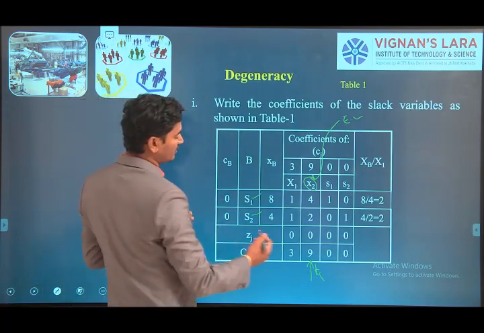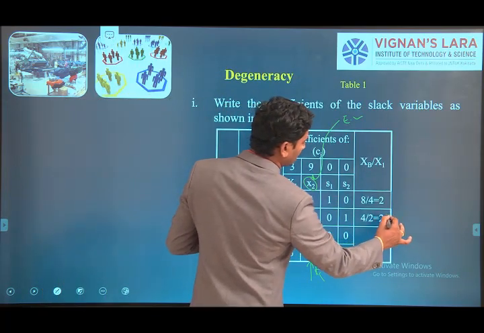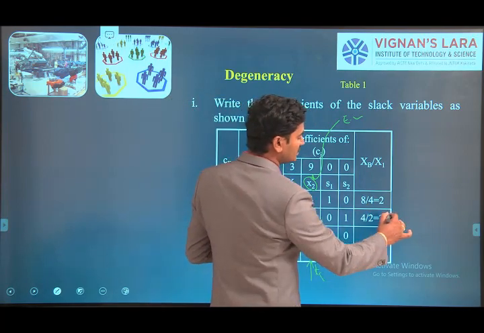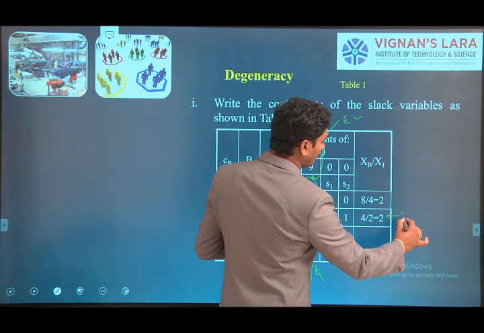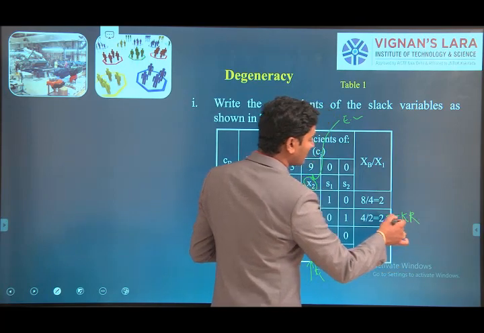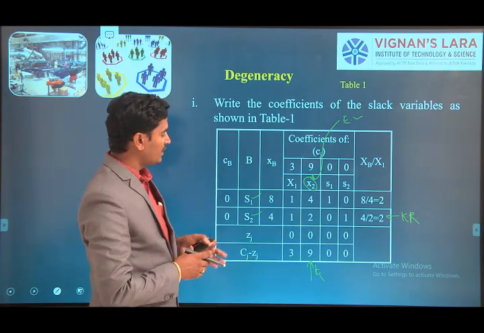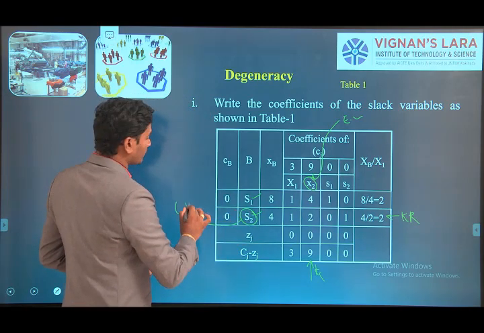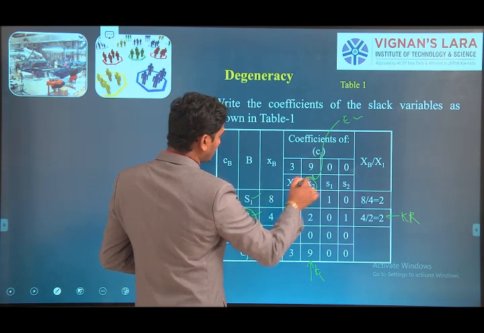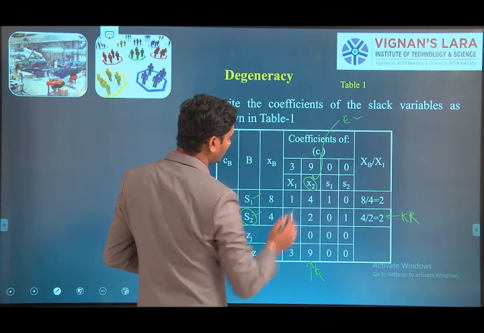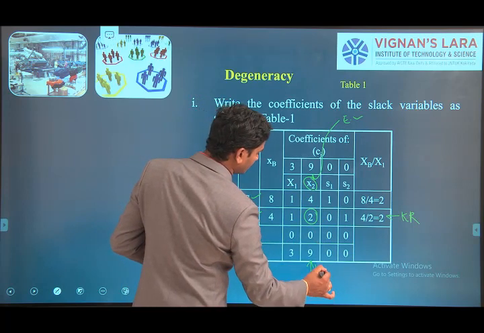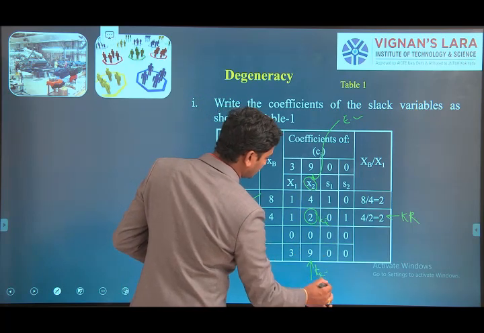From this we identify the key row. Here we have the tie. We resolve this degeneracy by applying the rule, and finally we get that this is the key row. After resolving the degeneracy, we get the second row as the key row. This is called the leaving variable, and this is called the entering variable. We replace this leaving variable by this entering variable. Then this is called the key element, and this is the key row.